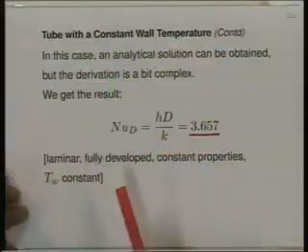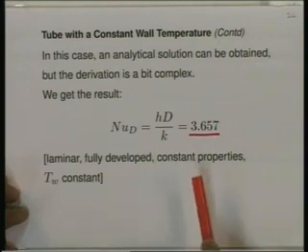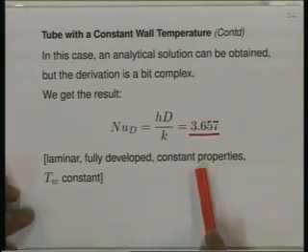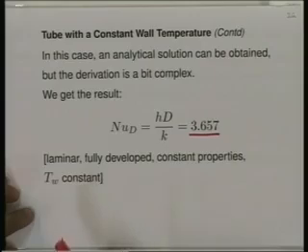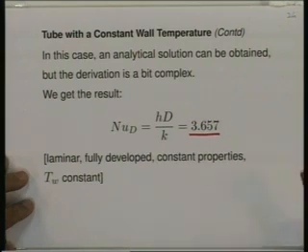Again, notice that this is for a circular tube in which the flow is laminar, fully developed, the fluid can be assumed to have constant properties, and the wall temperature is constant. By fully developed, we mean both fully developed velocity profile as well as fully developed temperature profile.